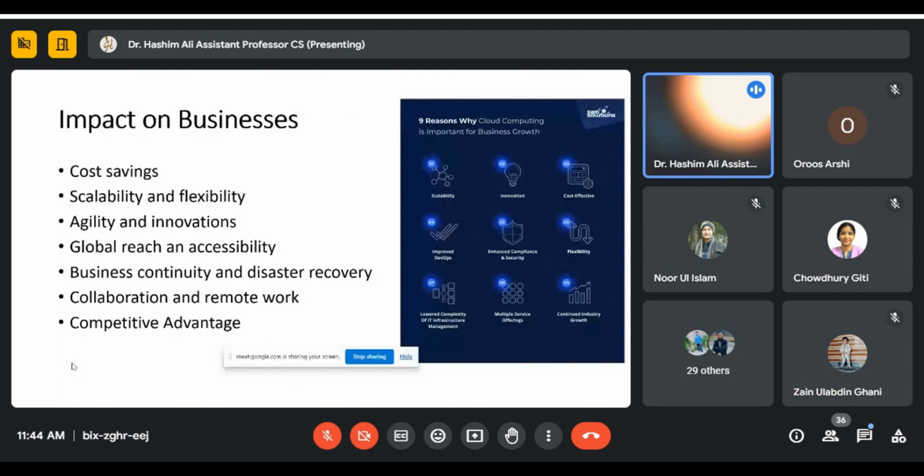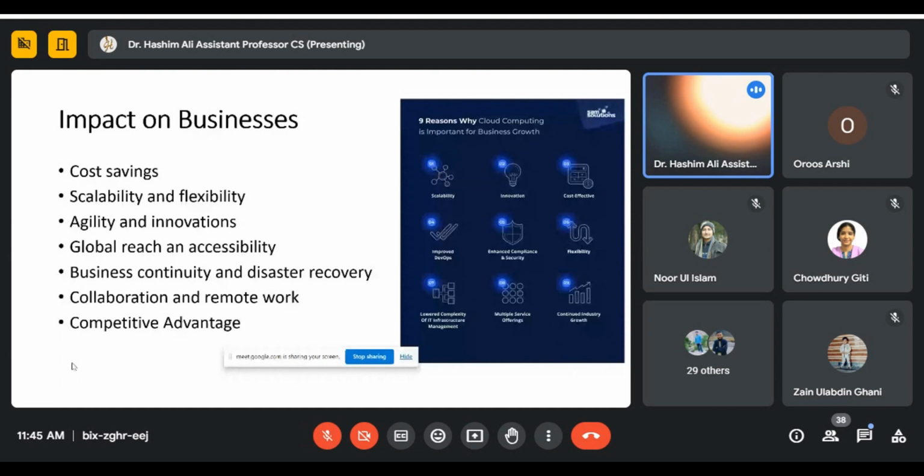Obviously, we are going for the cost saving. If you are going for the cost benefit analysis in terms of the businesses, the cloud platform is one of the paradigms which allows you to have a good return on investment in terms of the cost savings. So these are the impacts on businesses of integrating cloud computing by utilizing the IT infrastructure.